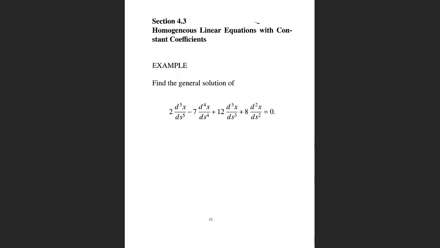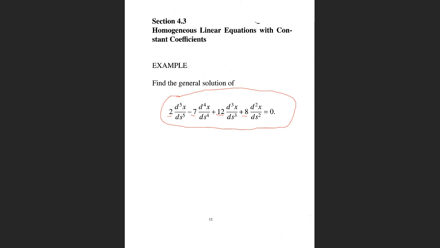Let's do another example. Look at this example. We want to find the order of this differential equation. It is of order 5, a fifth order differential equation. Now, notice that the coefficients here are all constants. And we're going to find its general solution.